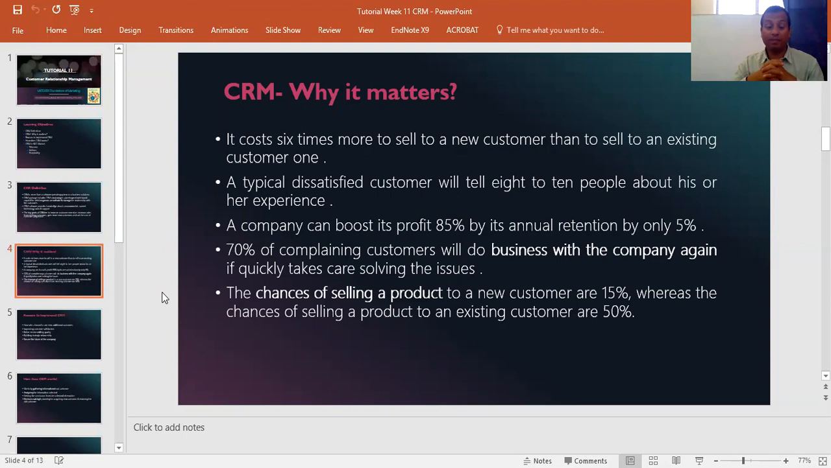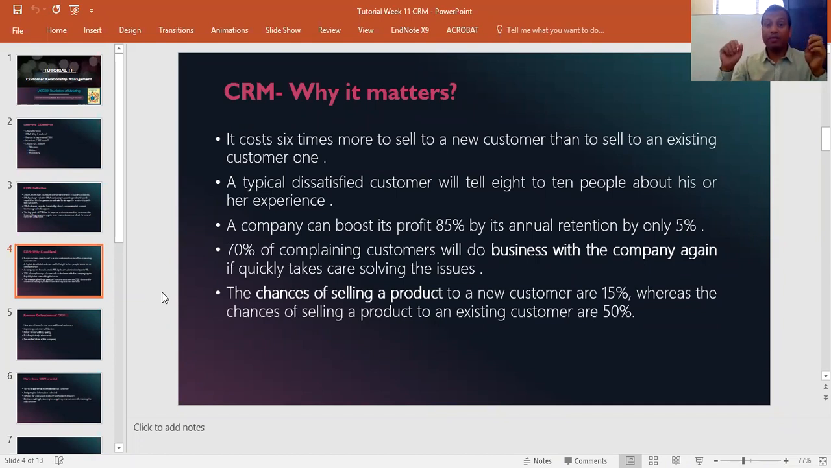So a dissatisfied customer tells 8 to 10 people. See the consequences if you're not good at managing the customer relationship. The third very important point is the company can boost its profit by 80% by improving its annual retention by only 5%. Oh my God, in monetary terms, retaining only 5%. Think about acquiring a new customer, 10% or 20% each year. No, just retain 5%, and your profit will boost by 85% annually.